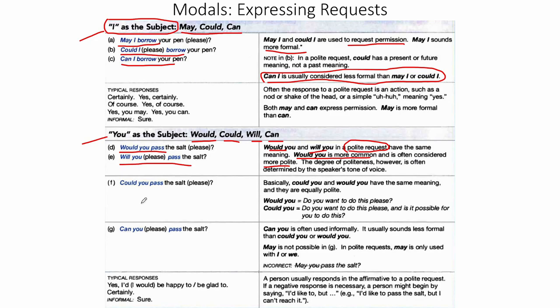Next, for expressing polite requests with you as the subject, we can also use the modal could. Could you pass the salt please? Basically, could you and would you have the same meaning. So would you and could you have the same meaning in terms of formality and in terms of politeness.